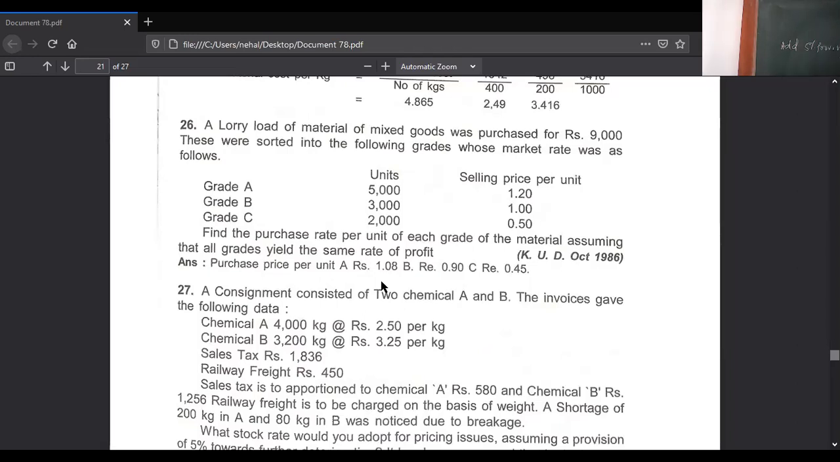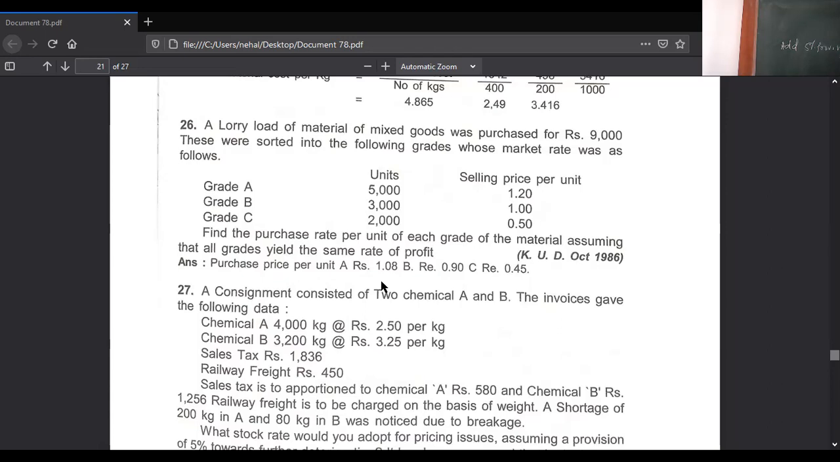So, how to calculate it? First, we calculate total sales: unit into selling price. Then you take the cost. Total sale is 10,000. Less cost 9,000. Balance comes 1,000. You write as profit. Then write the profit equation: percentage profit is equal to profit divided by sales into 100. Then you get 10%.